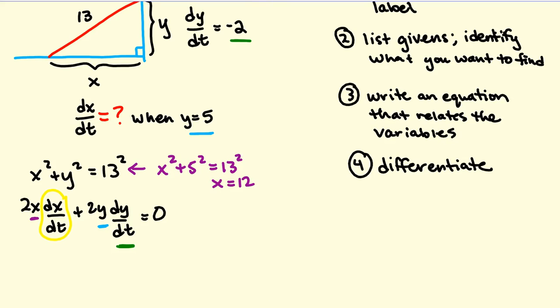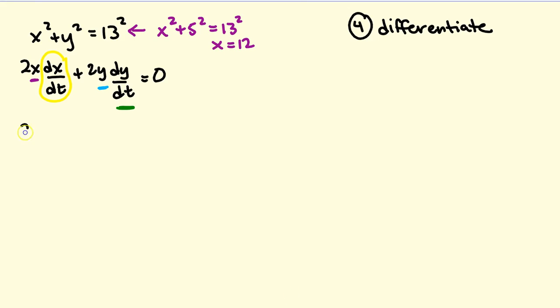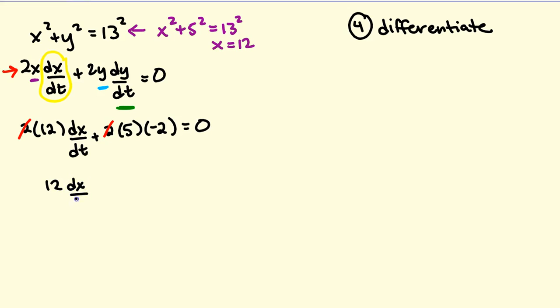So now let's substitute all the numbers in. So we have 2 times 12 times dx/dt, which we don't know, plus 2 times 5 times dy/dt, which was negative 2, equals 0. Now, in retrospect, I kind of wish that when I was at this step right here, I had just divided both sides of the equation by 2. That would have simplified things for me, but I'm just going to go ahead and do it now. Divide by 2 on both sides. 0 divided by 2 is still 0. So we have 12 dx/dt minus 10 equals 0. Add 10 to both sides.